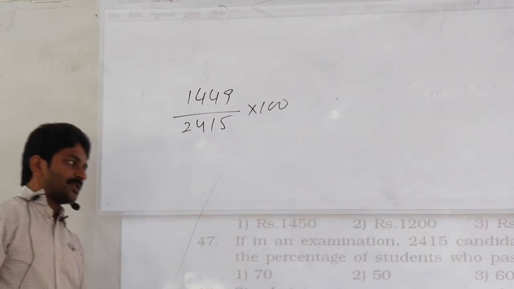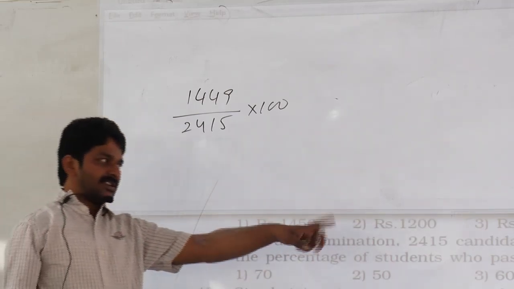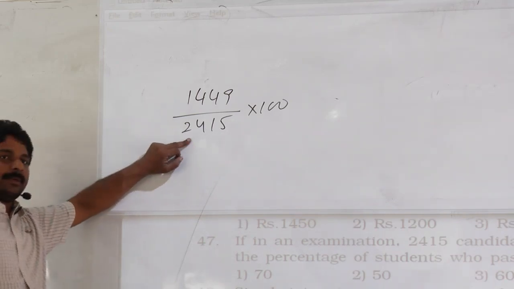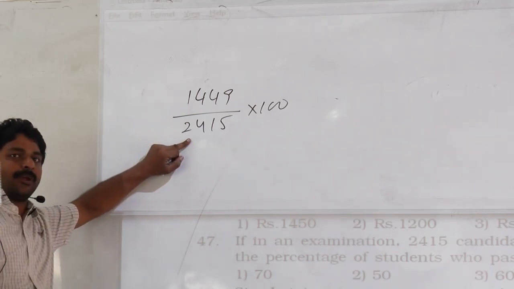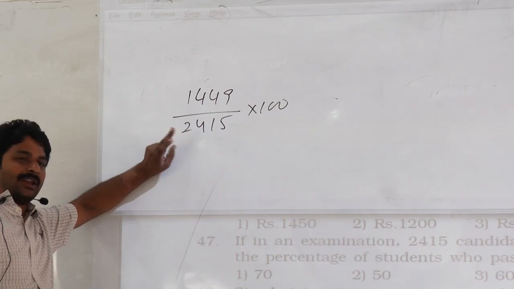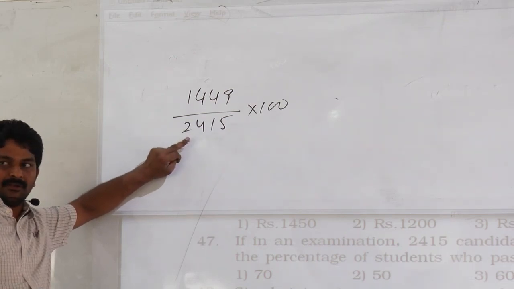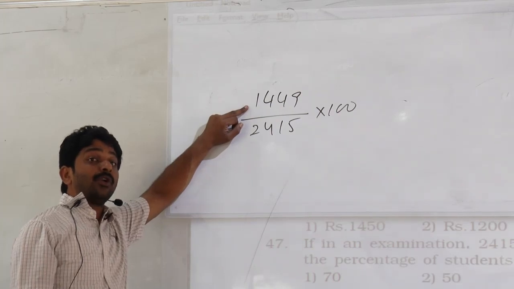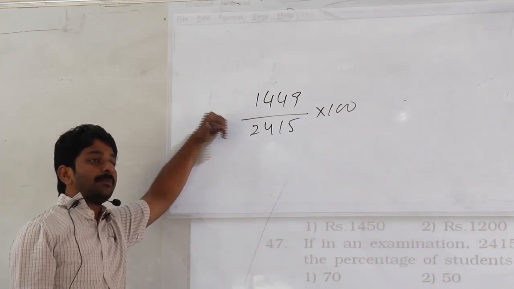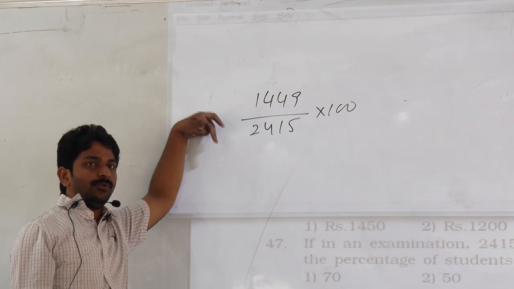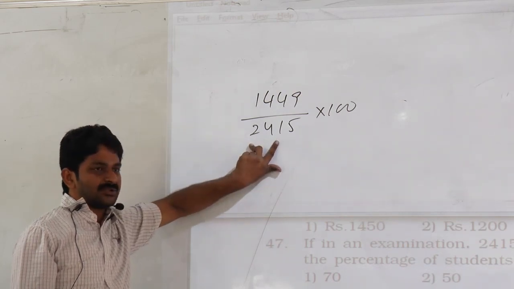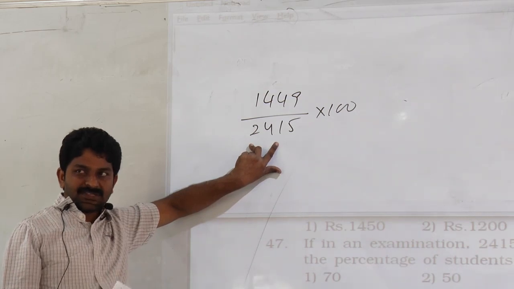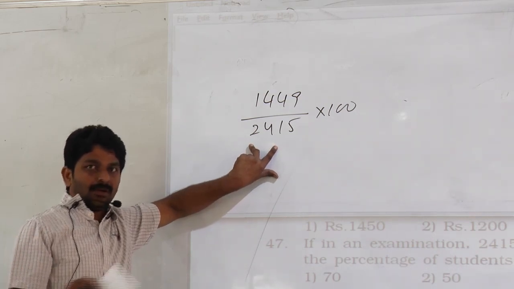Just look at your options: 70, 50, 60, 65, 55. Now look at here. What is 50% of the denominator? Just go for approximate value: approximately 1200. 50% of this is 1200. But here we have 1449, which is about 250 more. 10% of this is 241 something, which is approximate to that. Answer should be either 60 or a number close to 60.